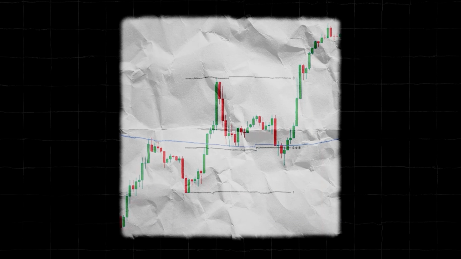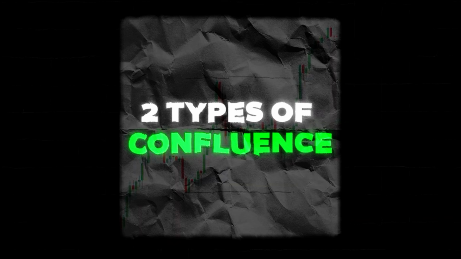Every trade is unique, but there are common factors that can help us increase the chances of winning. And the most important one is Confluence. Confluence is having multiple ideas that combine into one trading setup. However, most people don't know that there are actually two types of confluence that you have to look for.